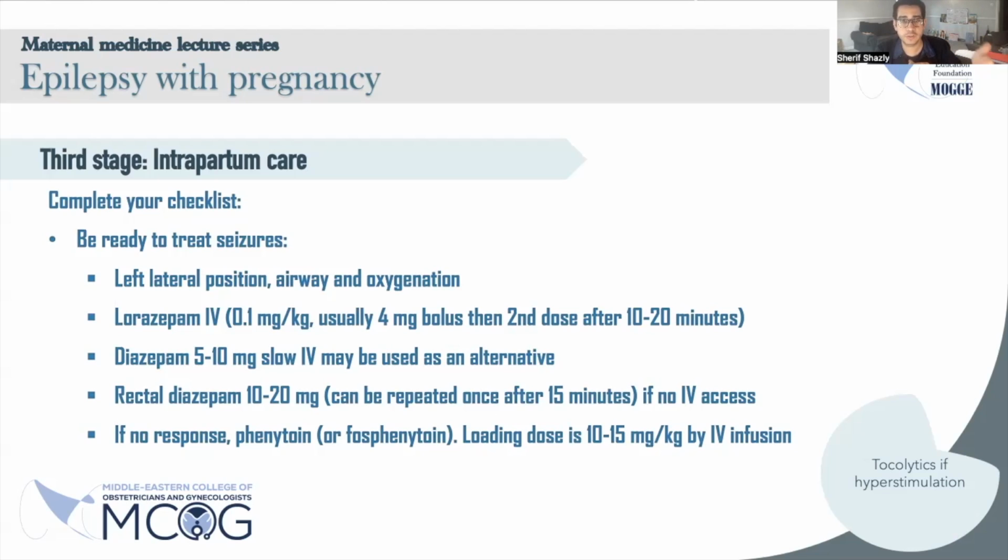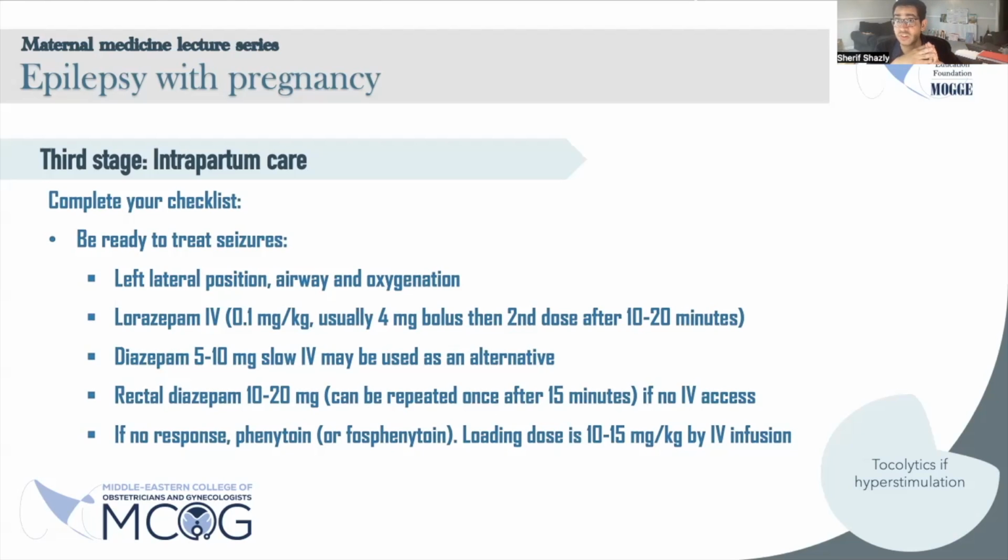Phenytoin and fosphenytoin are basically the medications that are used if the other lines have failed. So it's like a second line for resistant cases. And this is actually given as an IV infusion. And the dose is much higher. It's 10 to 15 milligram per kilogram. So I would say lorazepam and diazepam are the medications that we typically use. Phenytoin is like a second line if things are not getting under control with the other medications.